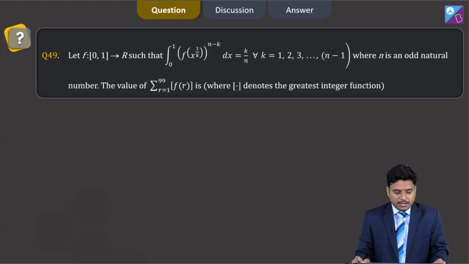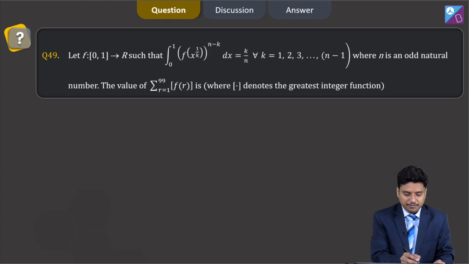What is it? f from 0 to 1, its domain is given and codomain is given as R, such that integral from 0 to 1 of (f(x) raised to power 1 by k) whole raised to power n minus k dx is equal to k by n for all k belonging to 1, 2, 3 up to n minus 1, where n is an odd natural number. Then we have to find the integer part of the sum of f(r), r equals 1 to 99.